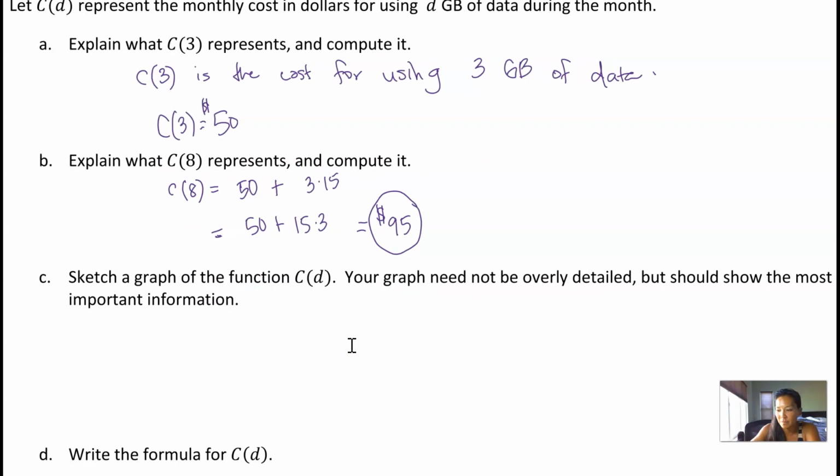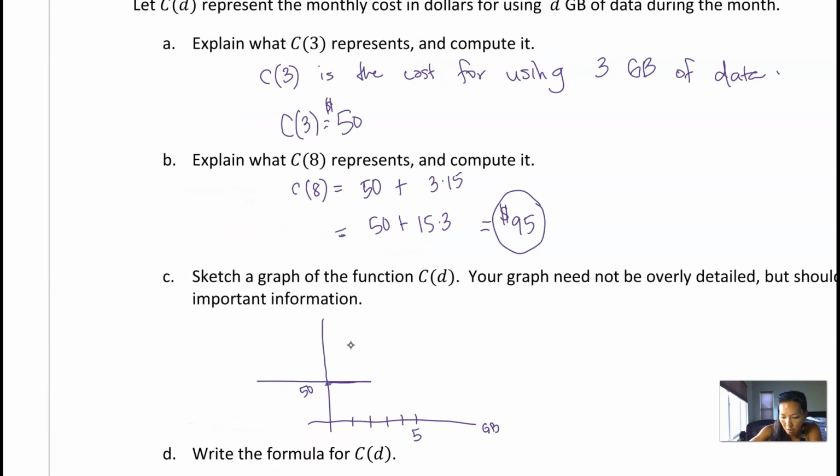All right, the next question is saying, sketch a graph of the function. So this is part of a piecewise section. So I want us to think about this as a piecewise function. It is not quite a piecewise because it's kind of like a step. Well, I guess you could consider that a step function, but I'm going to make it a linear function, okay? So at 5 gigabytes of data, here's my gigabytes, okay? I'm paying $50.